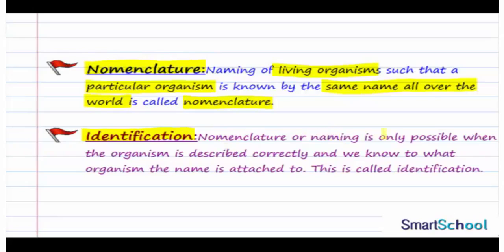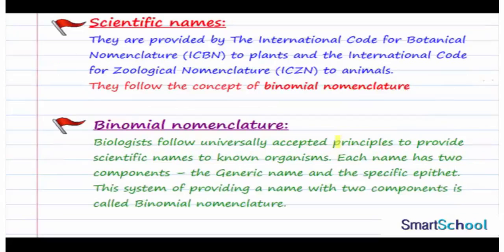And what is identification? Nomenclature or naming is only possible when the organism is described correctly and we know to what organism the name is attached. So this is called identification. As the name suggests, it is basically identifying the organism before naming it or giving it a nomenclature. So the correct description of the organism and knowing what name is attached to which organism is known as identification.